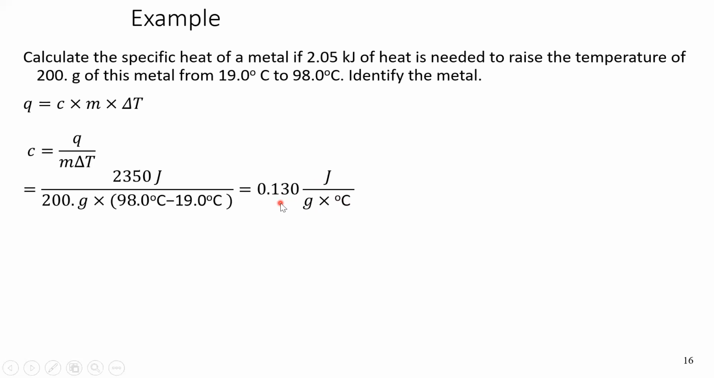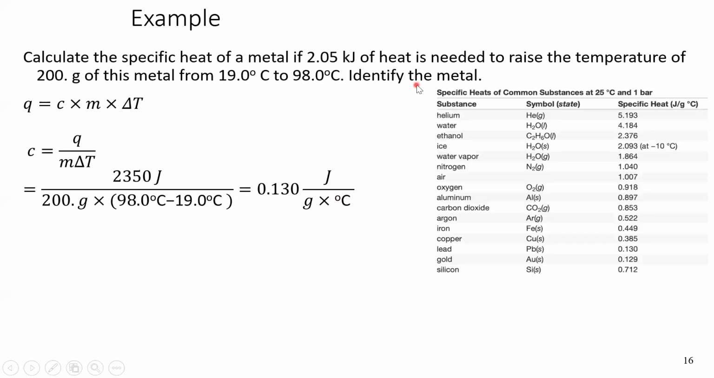Now, once we know the specific heat, we can identify the metal. The way we would do that is by looking at a table. I called back up that table that we had a couple of slides ago, and see if you can identify what the metal is. We look through there, we find 0.130, and the metal is in fact lead. You can use these kinds of data to identify what a metal is.